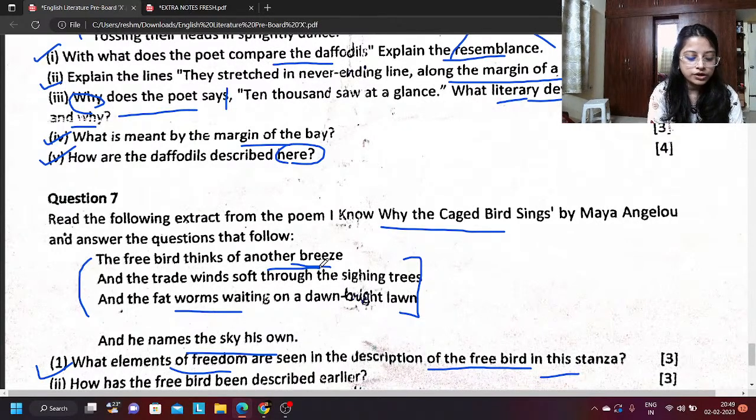Thus, for the free bird, freedom is natural, it's subconscious. It's not even in your conscious mind. You just enjoy it. The free bird never has to think about freedom. It simply is free for them. So any doubt over here, you ask me, then we will move to the next question. The questions are a bit tricky here. Ask whatever seems difficult to you. I can repeat, then we can move to the next one.